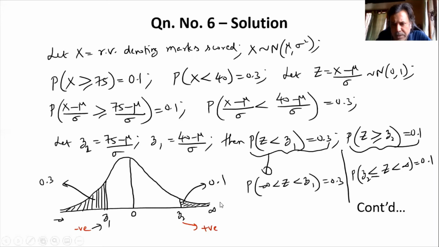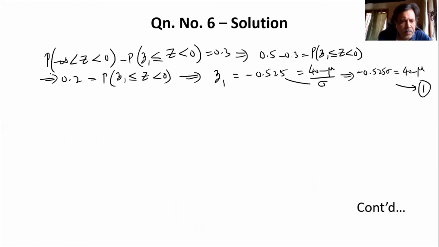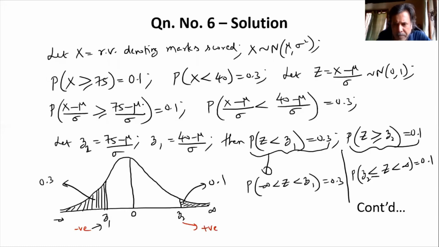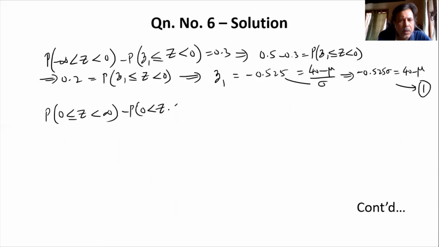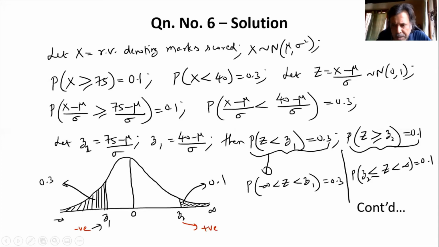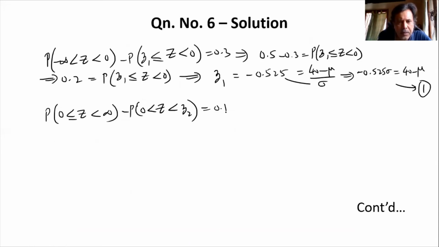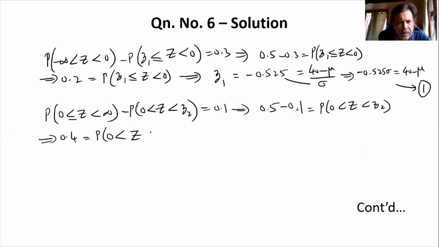Now, let us go to the next equation, z2 to infinity. I can write that as probability of 0 to infinity minus probability of 0 to z2. Z2 is given here as 0.1. So this is 0.5, and take this 0.1 to the left side, it becomes negative 0.1. Bring this probability to the right side, so it becomes probability of 0 less than z less than z2. Means we have 0.4 is equal to probability of 0 less than z less than z2.